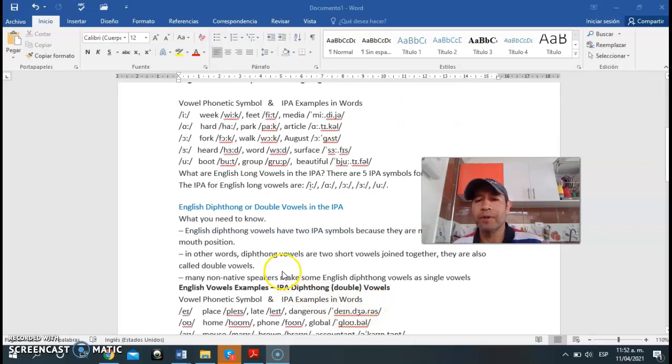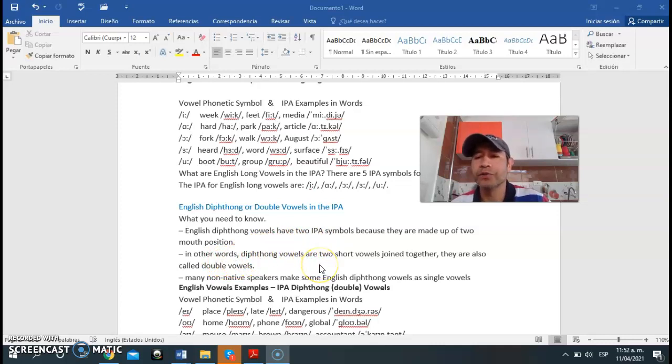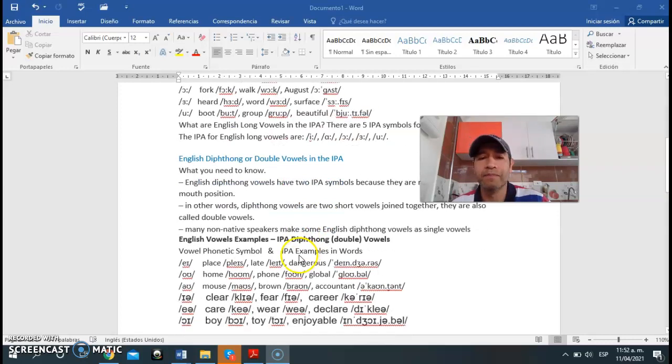English diphthong or double vowels in the IPA. What you need to know. English diphthong vowels have two IPA symbols because they are made of two mouth positions. In other words, diphthong vowels are two short vowels joined together. They are also called double vowels. Many non-native speakers make some English diphthong vowels as single vowels.